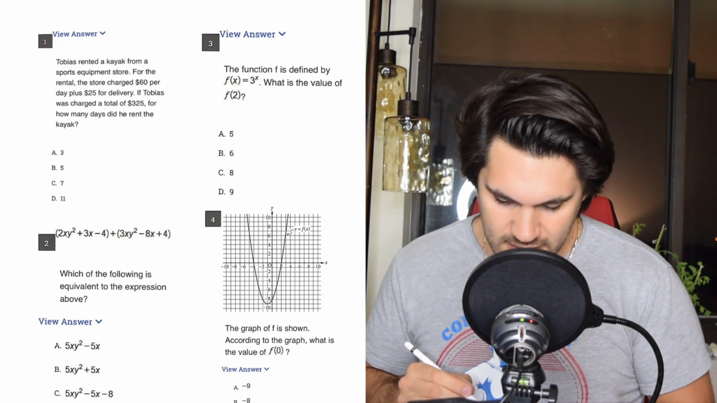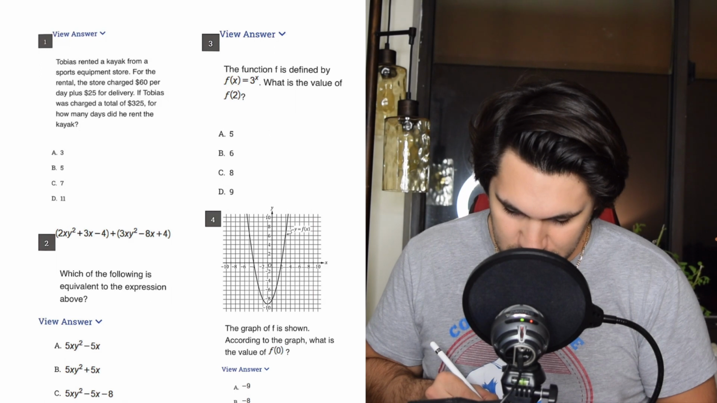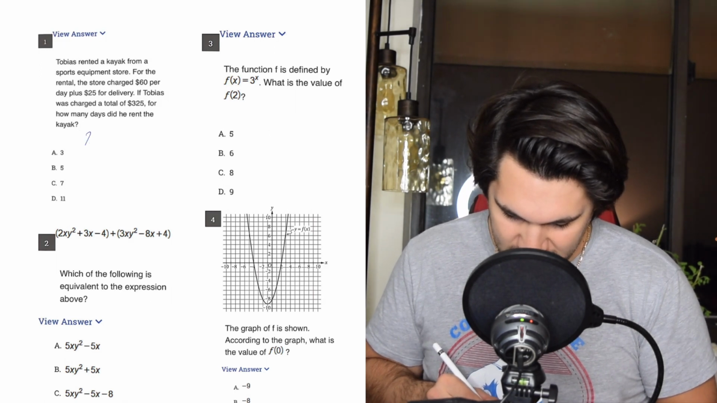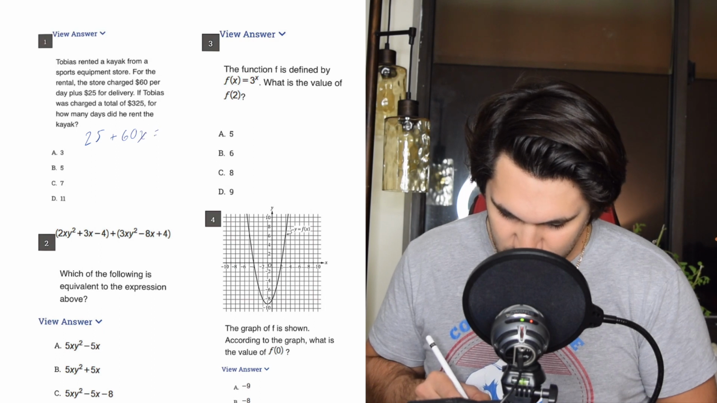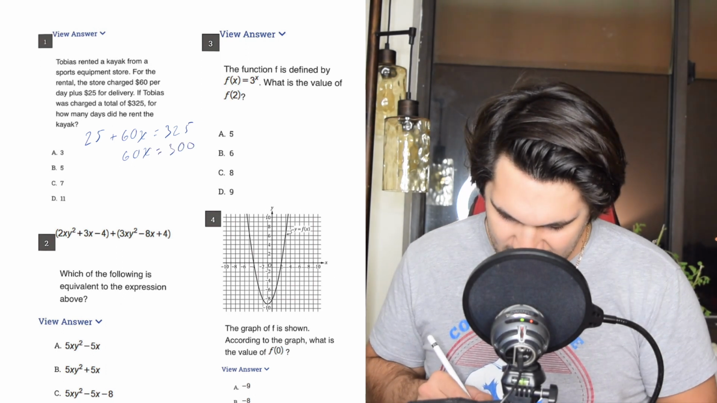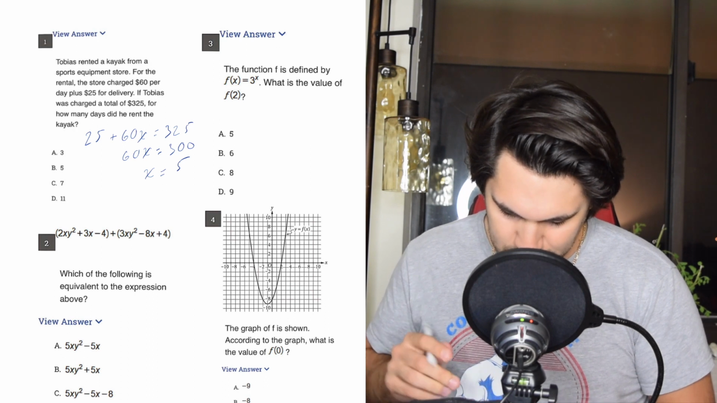Let's see, charge 325. So what they're saying is they want us to set up an equation. So it's going to be 25 plus 60x should give us 325. So 60x should equal 300. So x should be equal to 5, which is answer choice B.